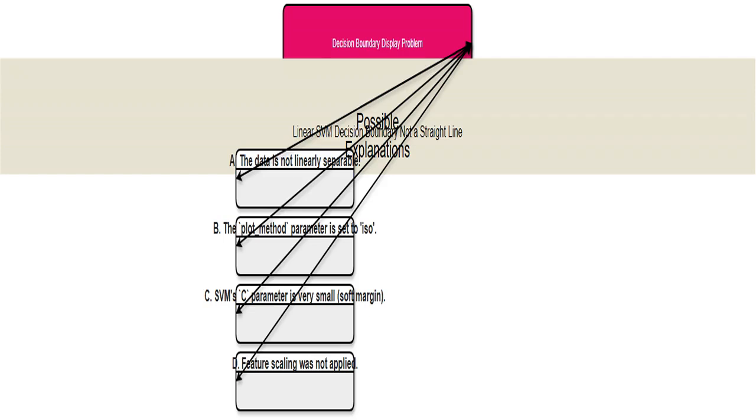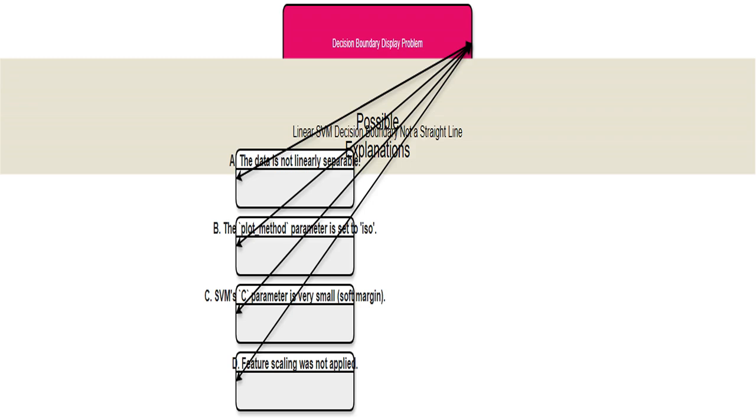Imagine you're trying to draw a straight line to separate two groups of points. If the points are all jumbled up and can't be separated cleanly by a single straight line, a linear SVM, even with a linear kernel, might still try its best, resulting in a slightly curved, not perfectly straight decision boundary. That's because the algorithm might make some compromises to accommodate the messy data points. This is just an approximation of a true linear separation, the best it can do given the situation.